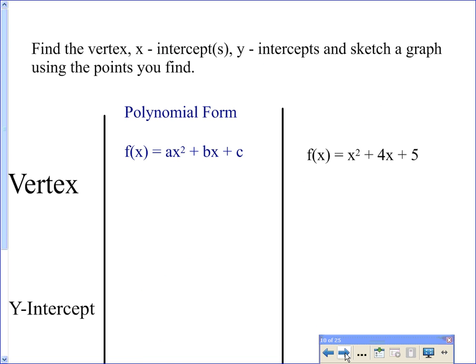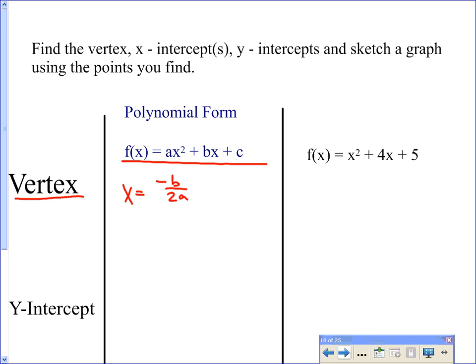All right, so that's transformation form, and now we're going to talk about polynomial form. Here we have polynomial form, and we're going to find the vertex. So the formula to find the vertex for the polynomial form is going to be, first you find the x by saying x is equal to -b over 2a.